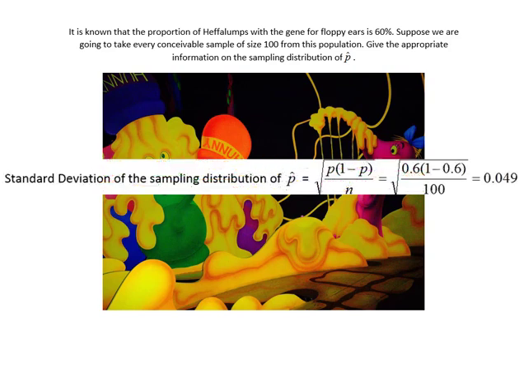Now for the standard deviation, we have the formula p times 1 minus p divided by n, and then we take the square root of that whole quotient. So here we're told that p is 0.6 as previously stated, and n is the sample size. We're told that n is equal to 100, so that helps us to calculate the standard deviation of this sampling distribution.